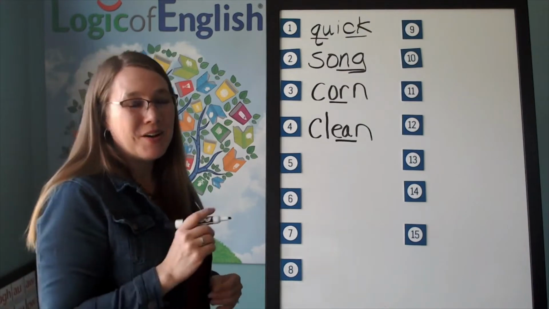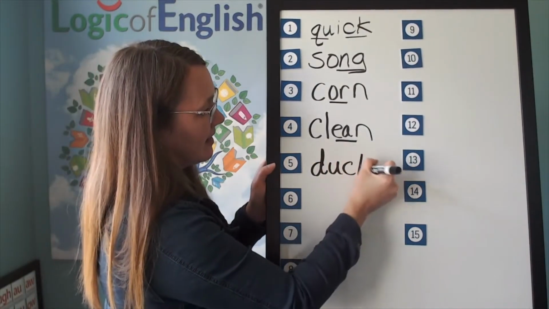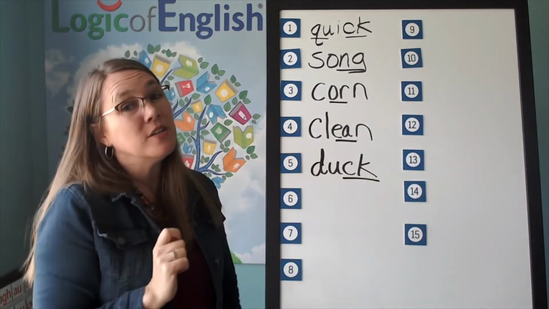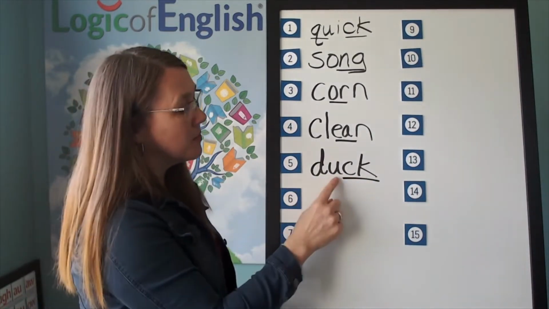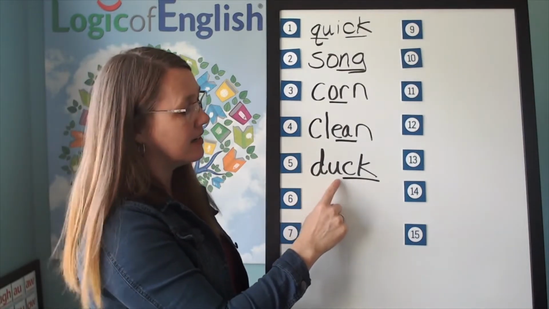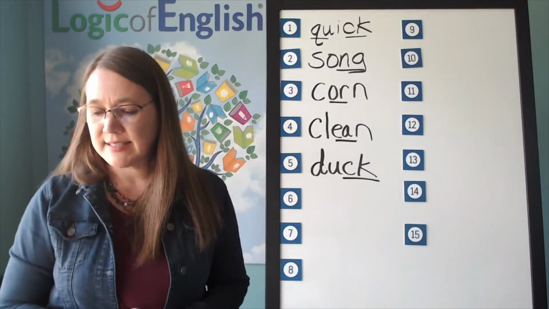Good. Now help me to write it. D-a-k. And how will we mark it? We'll underline the k. Why could we use a two-letter k here? Because it's after a single short vowel. Let's sound it out. D-a-k. Duck. Excellent.